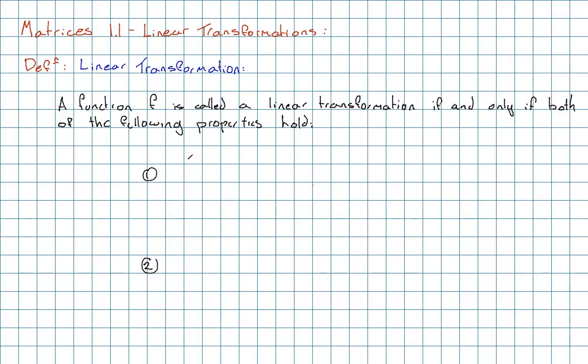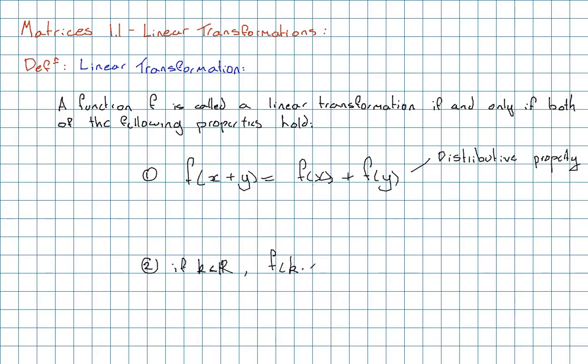Okay, so starting off with the definition of a linear transformation, here we can see that a linear transformation is just any function f with these two properties. Firstly, we have to get the same result whether we apply f after addition or before addition. So here we have that f of x plus y equals f of x plus f of y. And this is the distributive property of f. Secondly, if k is some real scalar, then f of k times x is always going to be equal to k times f of x. And I'm going to refer to this as the commutative property.